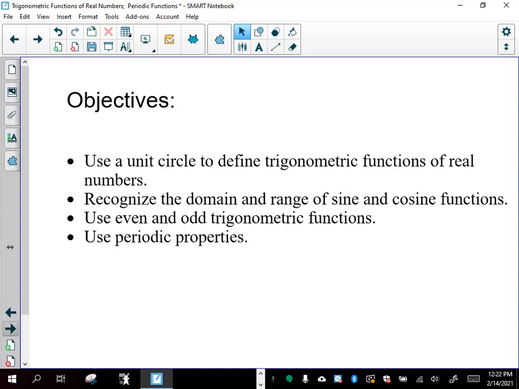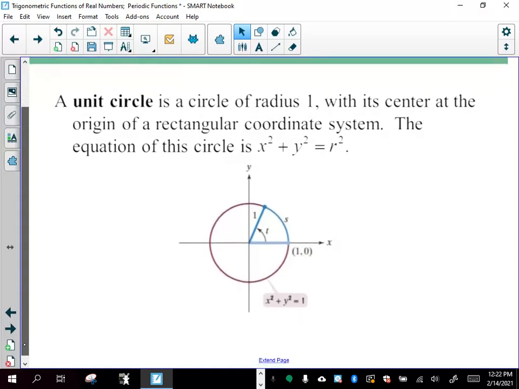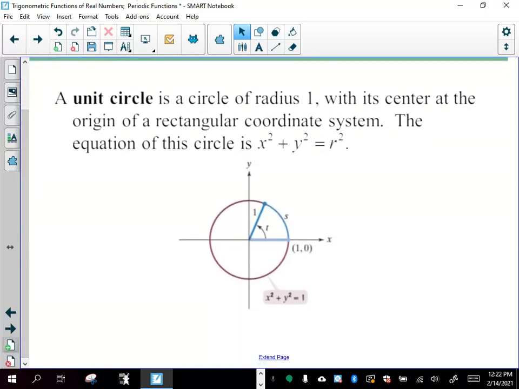So here we go. The unit circle. So we have our unit circle, and the reason it's called a unit circle is because it has a radius of 1. Your center is going to be at the origin, and you use basically your Pythagorean theorem to be able to figure out all parts of the actual pieces of the circle.